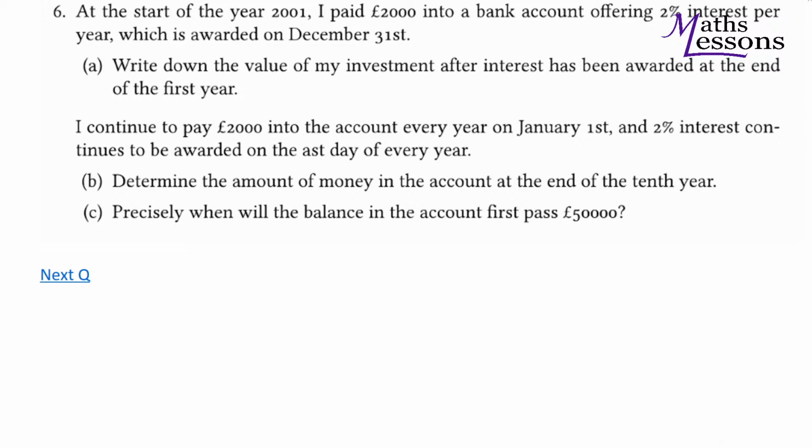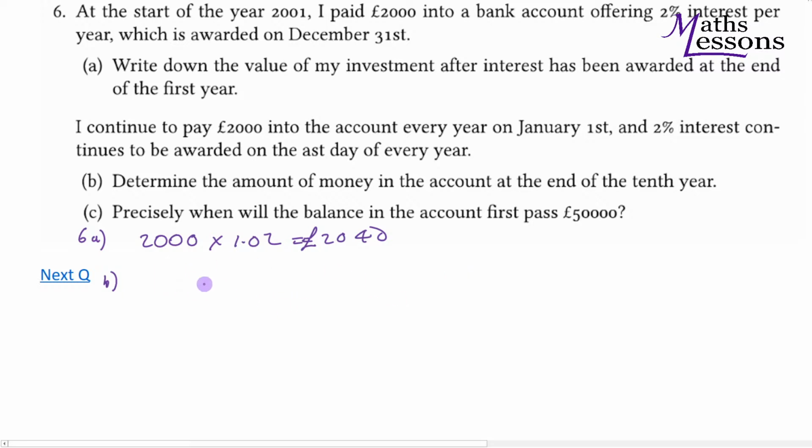Right, here we go. So my set here are getting some entertaining answers on this question. So let's go through it. Write down the value of my investment after interest has been awarded at the end of the first year. So you've got £2,000. The interest is 2%. So you're going to times by 1.02. So you do 2,000 times by 1.02 gives you the amount at the end of the first year, which is £2,040.